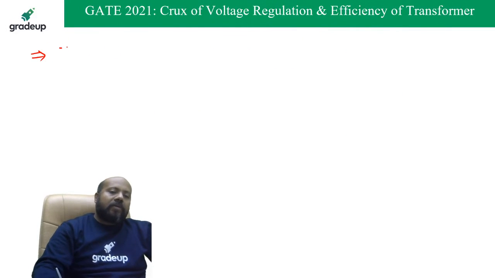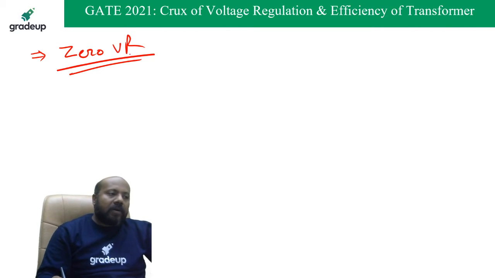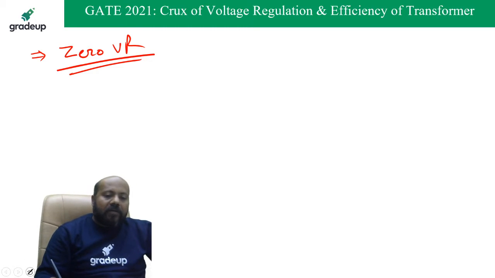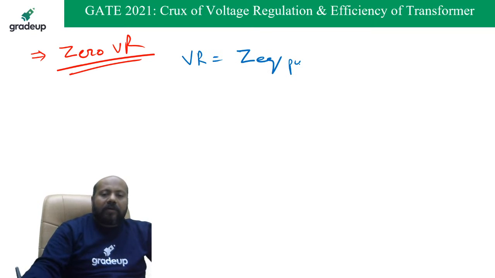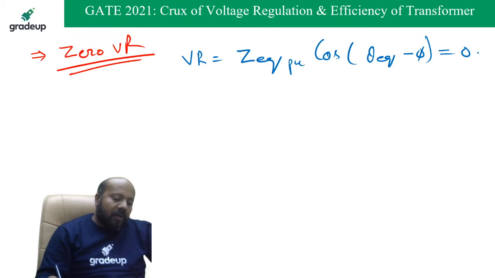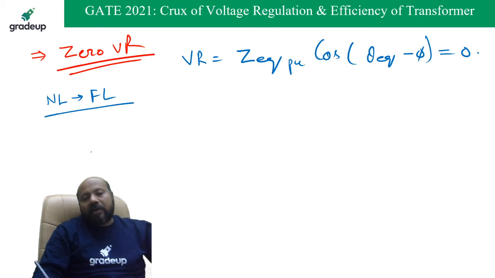Now suppose you want to know the zero voltage regulation. If you want the voltage regulation to be zero, what is the condition? What is the expression for voltage regulation? Z equivalent per unit cos(theta equivalent minus phi). You want to make this value equal to 0. What is the meaning of making the voltage regulation 0? If the load is changed from no load to full load, the change in terminal voltage at the secondary should be 0.